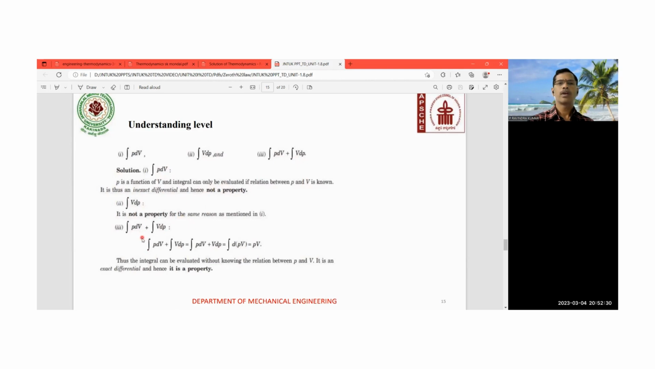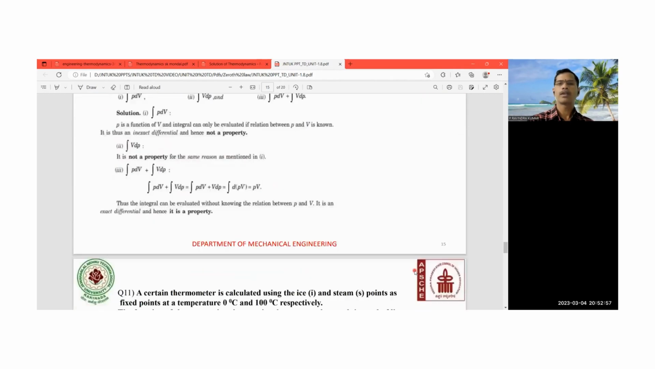The third one is PdV plus VdP. What about this one? The integral of PdV plus the integral of VdP you can write as the integral of (PdV plus VdP). That is the integral of the differential of PV. So finally it is nothing but equal to PV. Thus the integral can be evaluated without knowing the relation between P and V. So it is an exact differential and hence it is a property of a system.